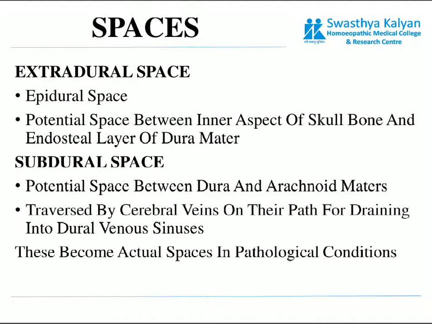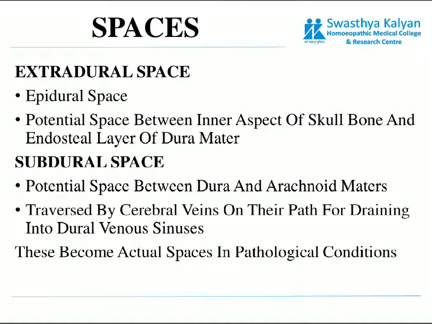Now, the various spaces that we had talked about at the start of this lecture. The extradural space, which is also known as the epidural space above the dura mater, is a potential space between the inner aspect of the skull bone and the endosteal layer of the dura mater. The subdural space is the potential space between the dura and the arachnoid mater, and it is traversed by cerebral veins on their path for draining into the dural venous sinuses. And these can become actual spaces in case of pathological conditions.